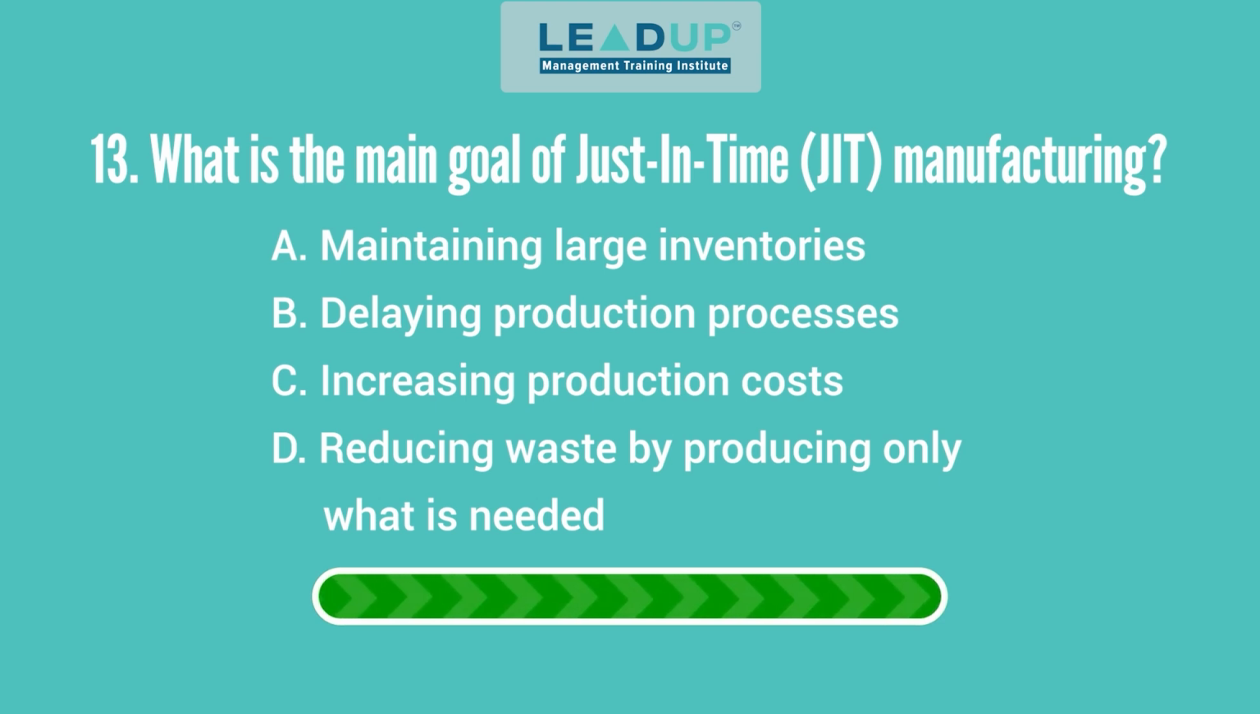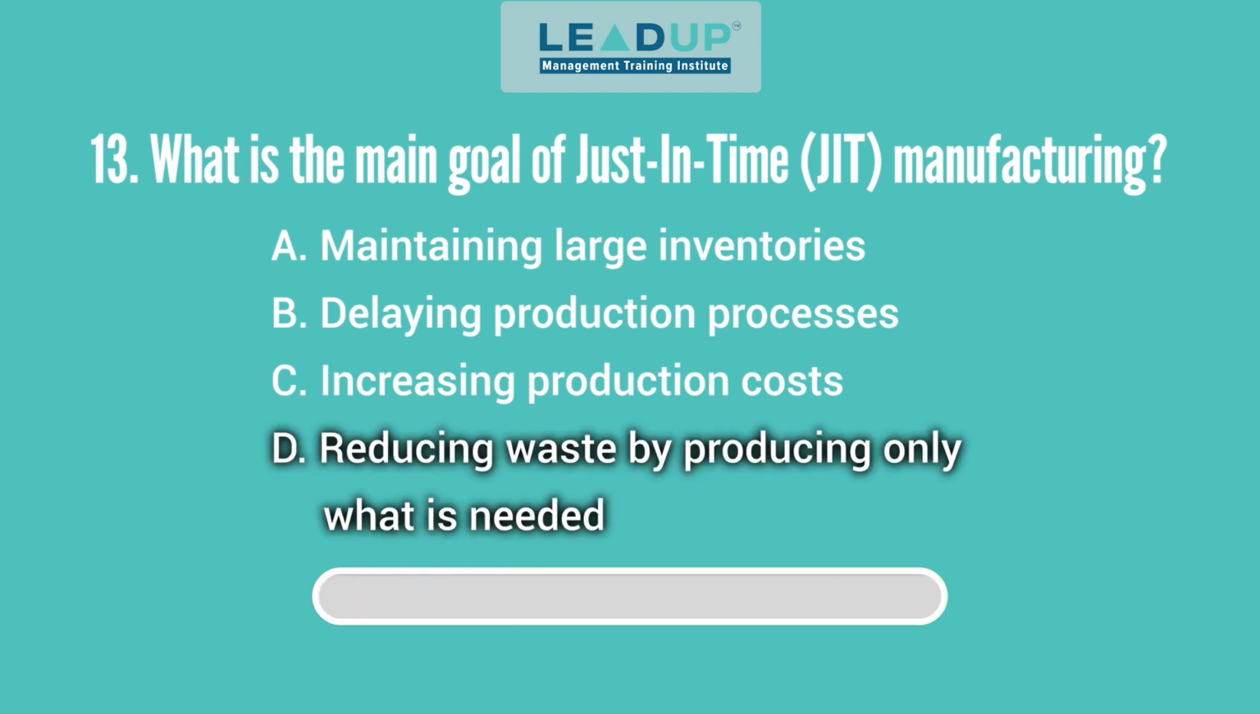Question 13. What is the main goal of just-in-time, JIT, manufacturing? A. Maintaining large inventories. B. Delaying production processes. C. Increasing production costs. And D. Reducing waste by producing only what is needed. The answer is reducing waste by producing only what is needed.